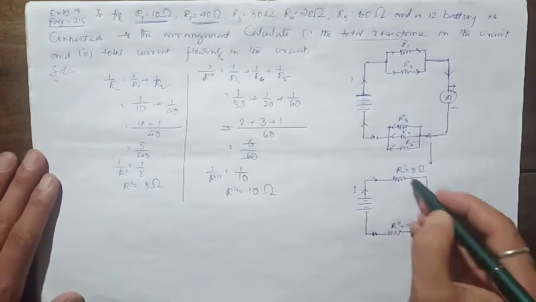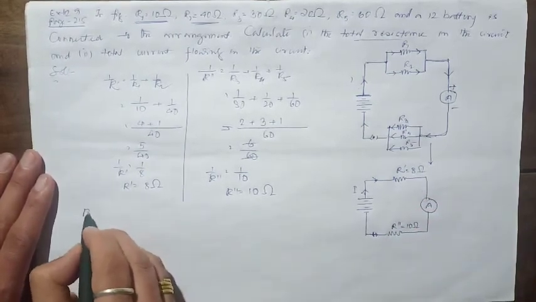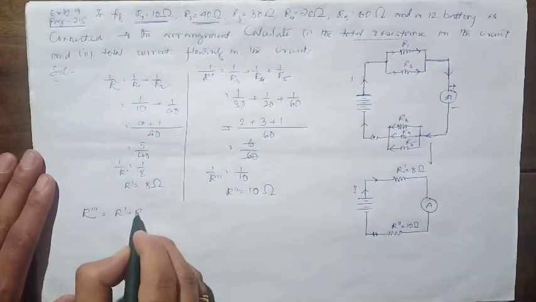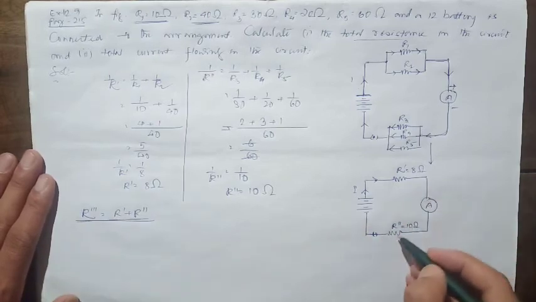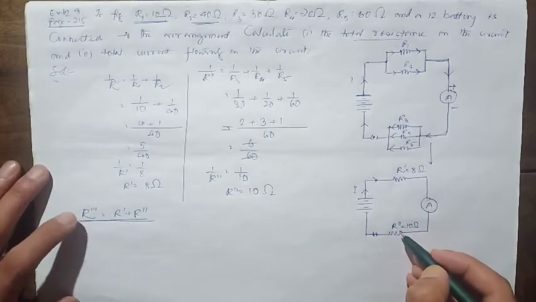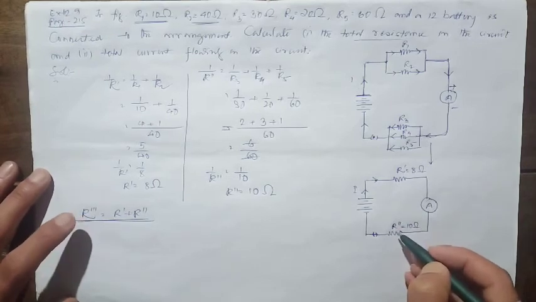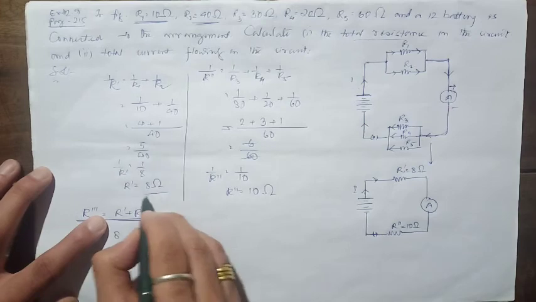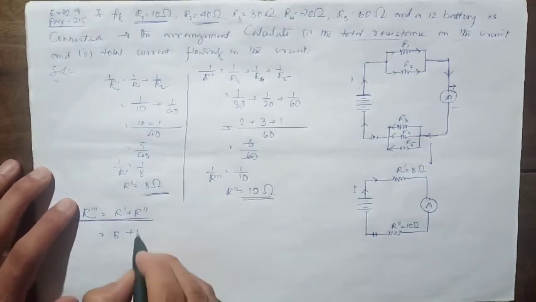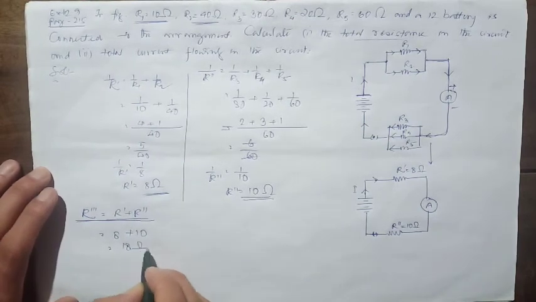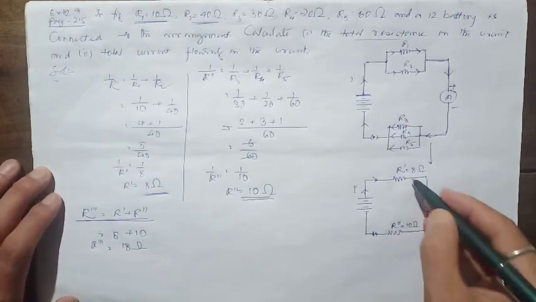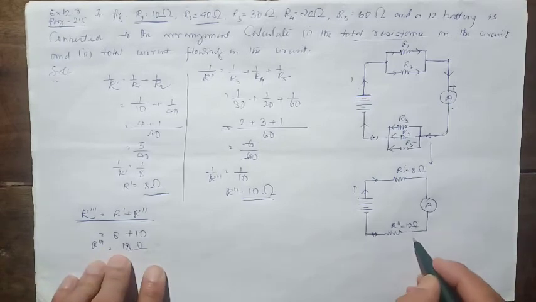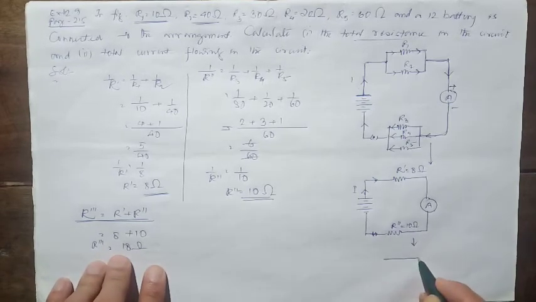So now I can replace these two resistors by one single value R triple dash. It will be R dash plus R double dash, because these two resistors are connected in series, so I can find the net resistance of these two resistors, that is R triple dash, by using this formula. So R dash is known to us, it's 8 ohms plus R double dash, we have calculated is 10 ohms, so 18 ohms. That means these two resistors can be replaced by one single resistance of 18 ohms. So our final circuit will look like this.